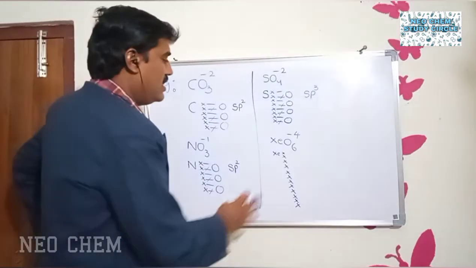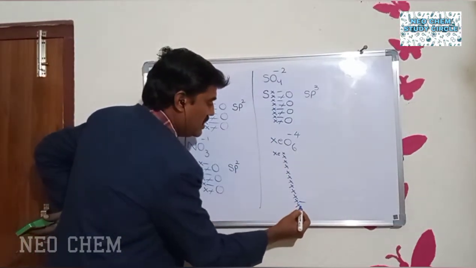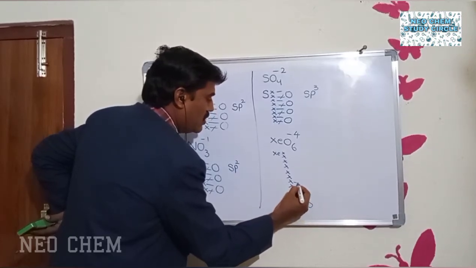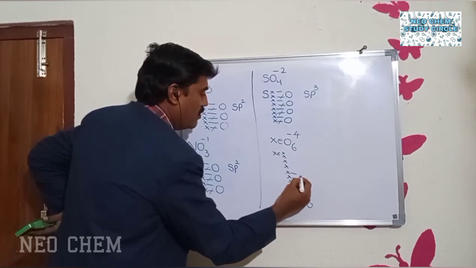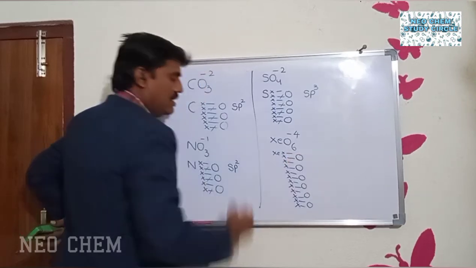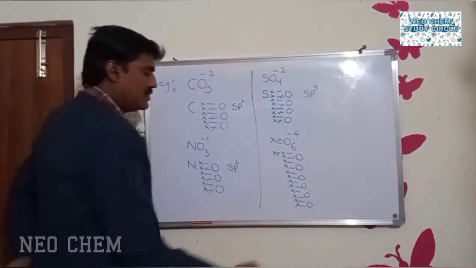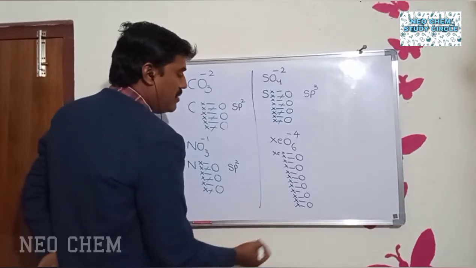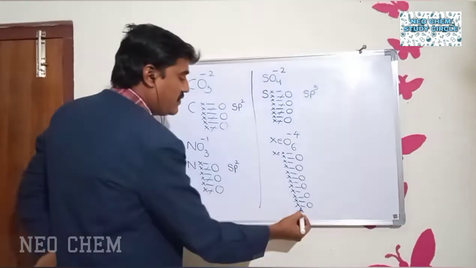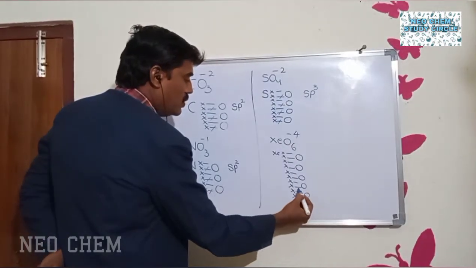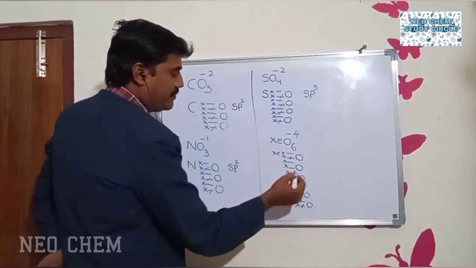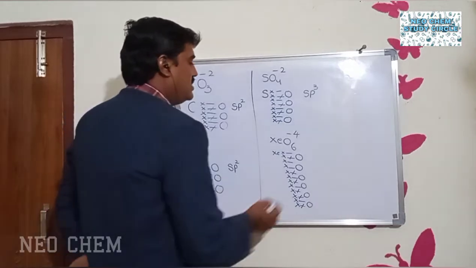Next, there are 6 oxygen atoms: 1, 2, 3, 4, 5, and 6. Okay, there are 6 oxygen atoms. Now we will count the total number of sigma bonds. In each double bond, only one sigma bond is there. That's why 1, 2, 3, 4, 5, 6. Okay, now there are 6 sigma bonds.